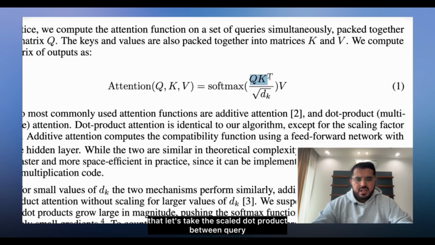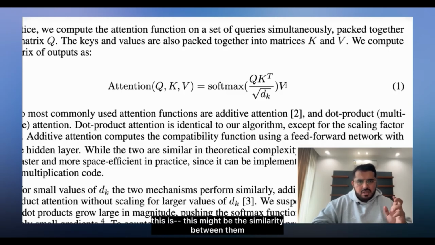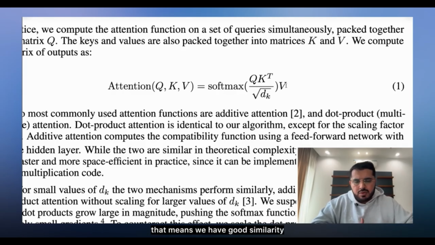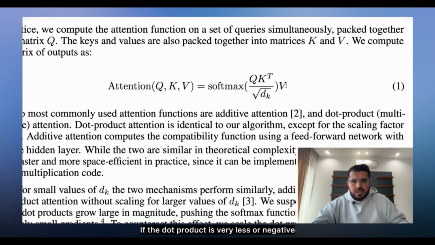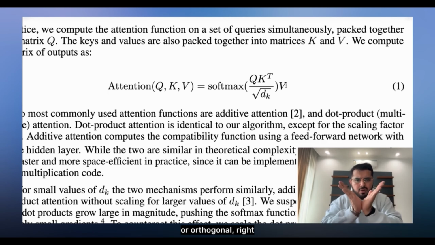So they are saying that let's take the scaled dot product between query and key. When we take the dot product, it is going to tell our algorithm that this might be the similarity between them. If the dot product has very high magnitude, that means we have good similarity. If the dot product is very small or negative, then we have no similarity. If the dot product is 0, that means they are literally opposite or orthogonal.